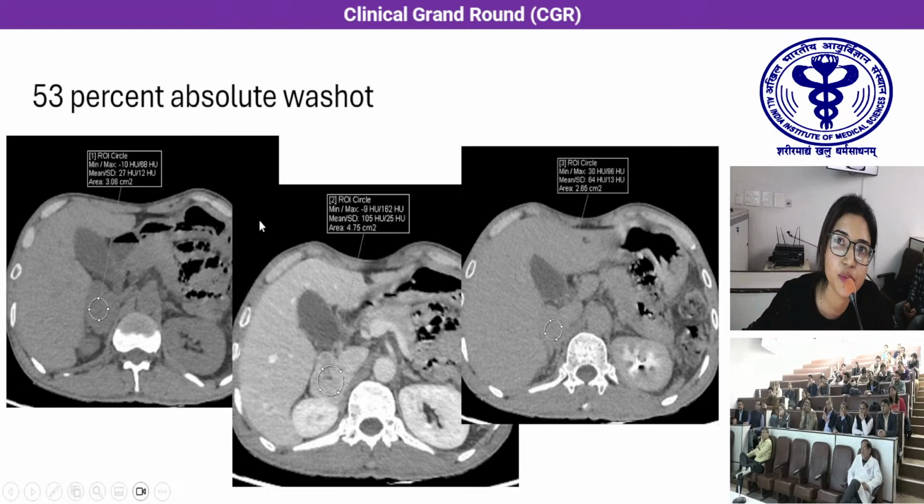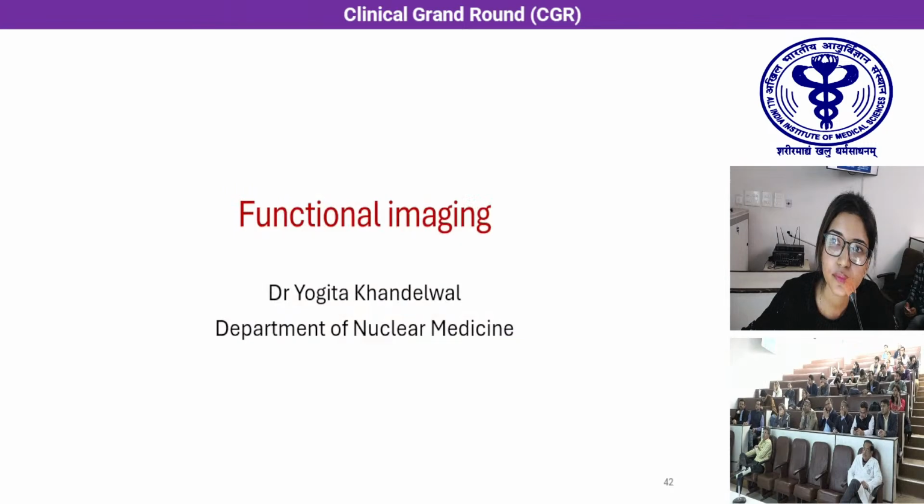If the washout was more than 60%, then a diagnosis of adenoma is to be made. But in this case, in a syndromic patient, washout being less than 60%, adenoma was not diagnosed. So we can say it's a case of either pheochromocytoma or malignancy.